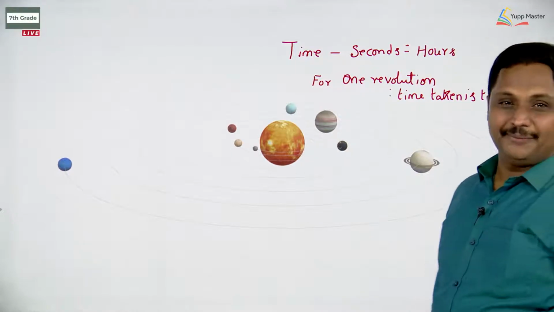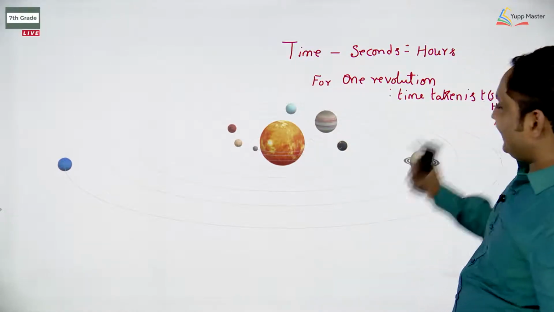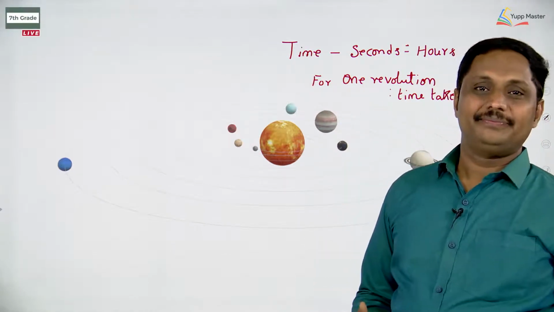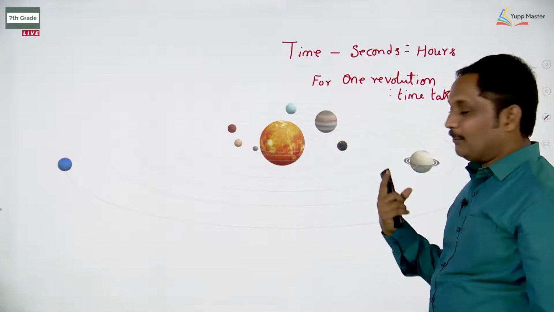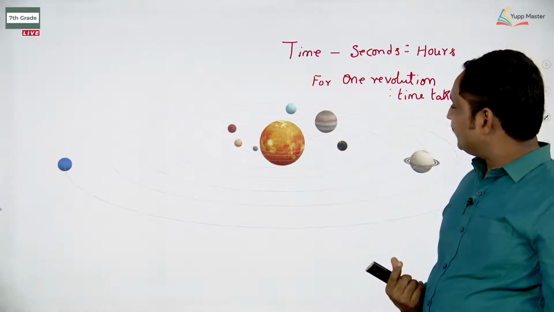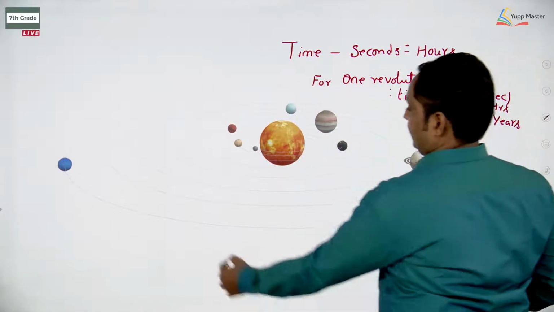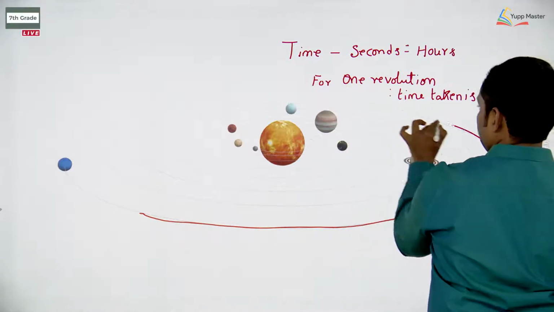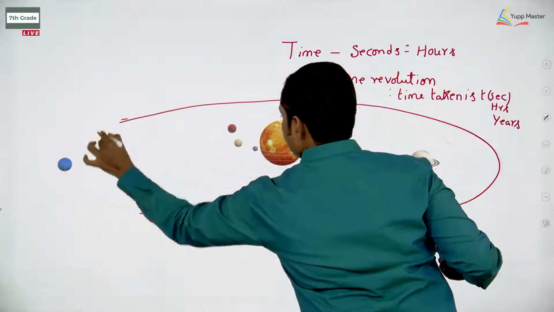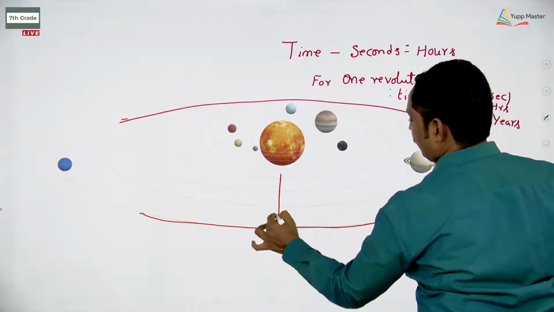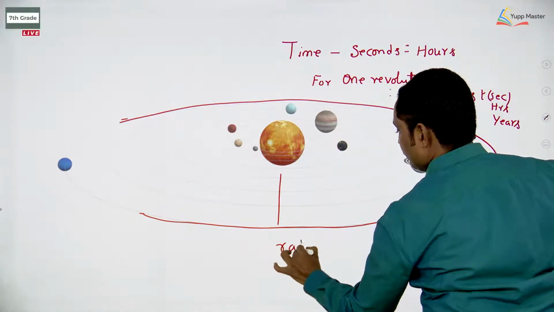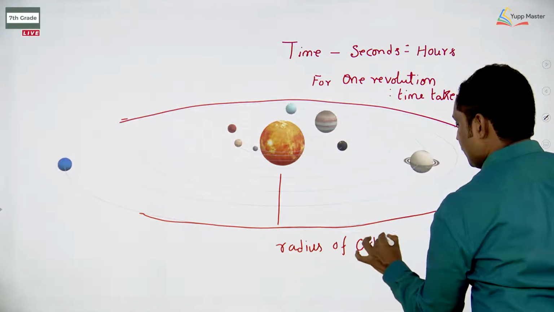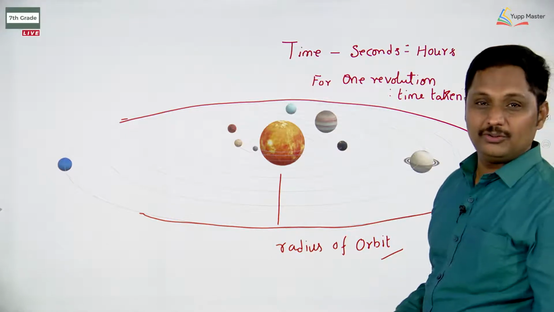You can take that depending on the nature of the planet. The time taken to complete one revolution is different. You will measure that time. It's going to be revolving in its path. So you can measure that radius also, the radius of orbit.